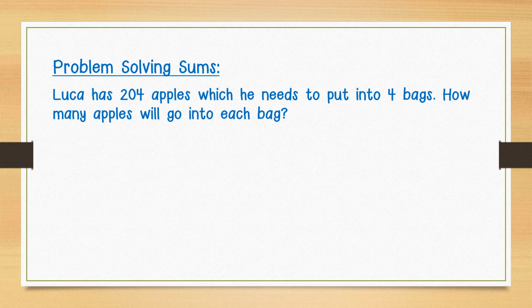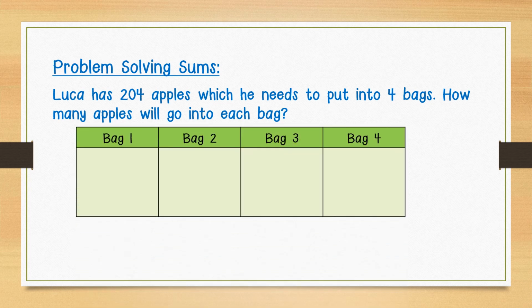Remember, when we are doing problem solving sums, we need to show our working to understand how we worked out the problem solving sum. So how do you think that we can show our working to this problem solving sum? What do you think would be our first step to do? Yes, we need to draw 4 bags. 1, 2, 3, 4.